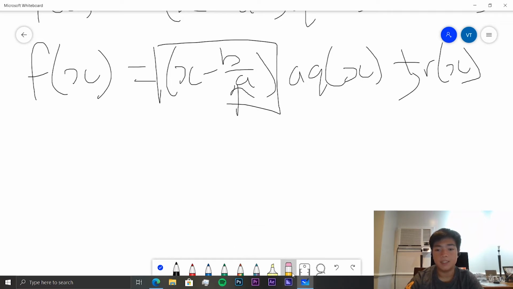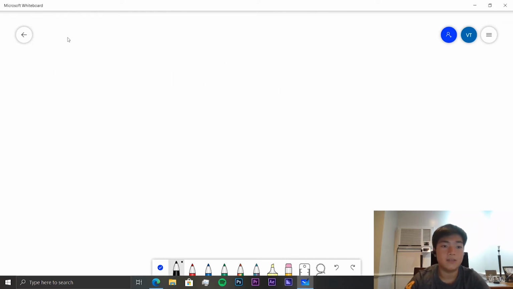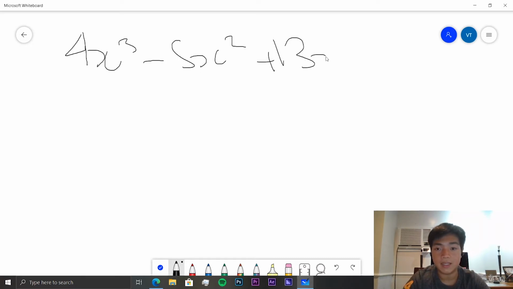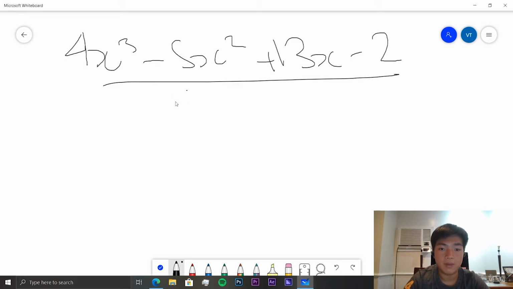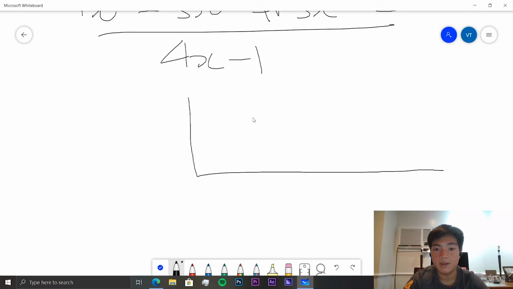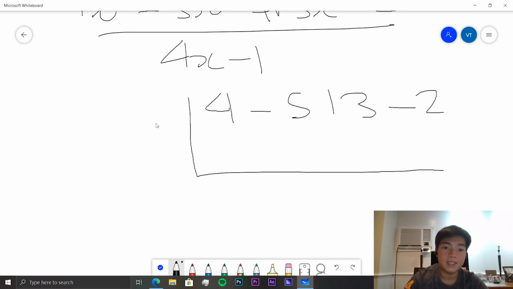I'll do the odd ones again. So first of all, we have the expression 4x cubed minus 5x squared plus 13x minus 2, and we need to divide this by 4x minus 1. So let's set up our synthetic division. We have 4, negative 5, 13, and negative 2, and we need to divide it by negative b over a. So negative negative 1 over 4 is equal to 1/4, so we should be dividing it by 1/4.